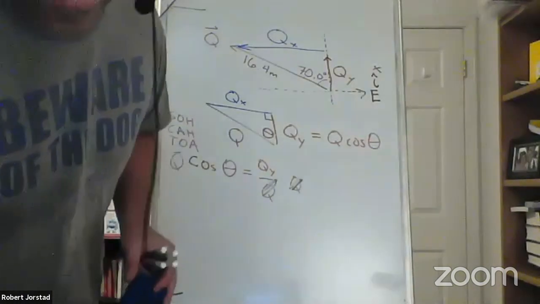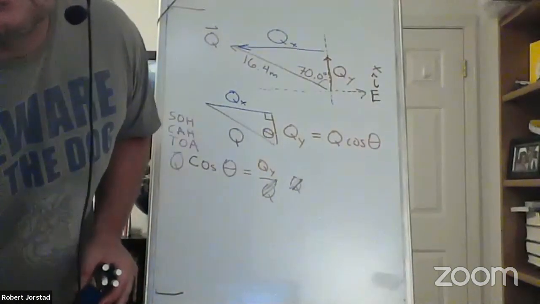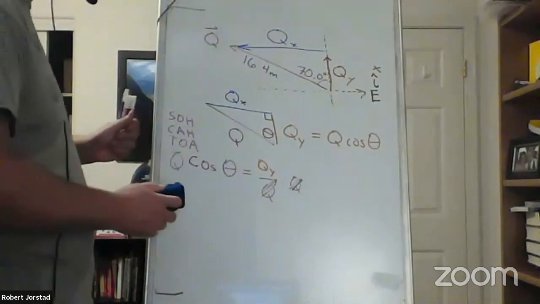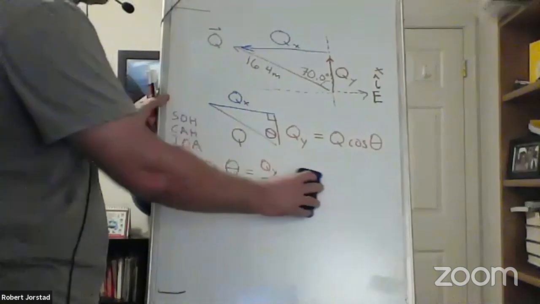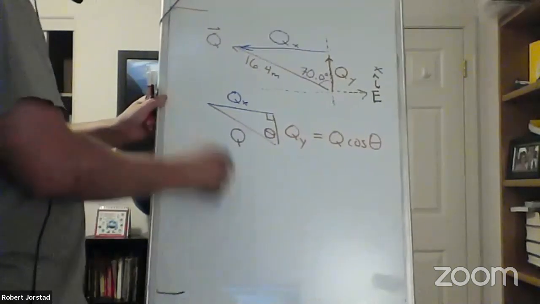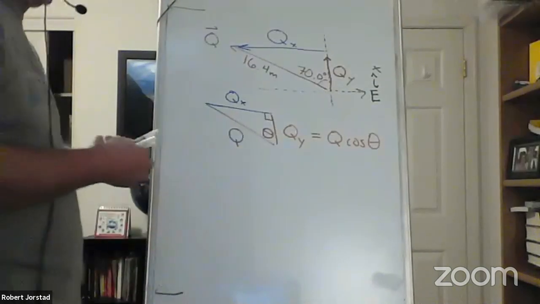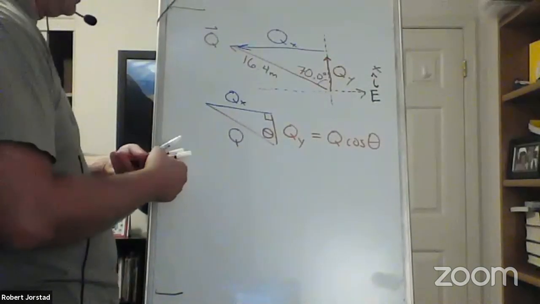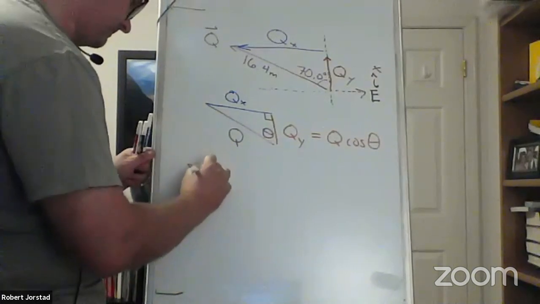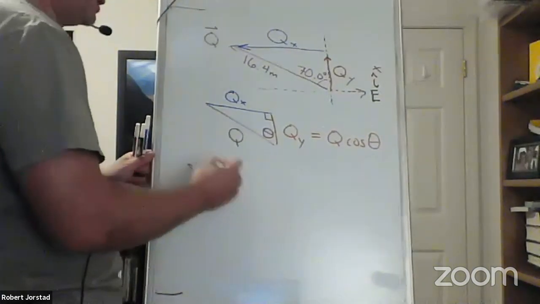And I'll check the chat, see if there's anything in there. Okay, got it. All right. So now I'm going to erase that work. We did CAH. So now we could do sine. And I'm just going to do this one a little bit quickly.